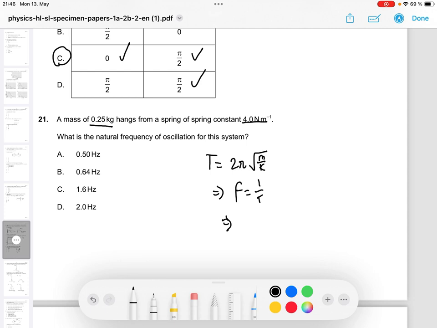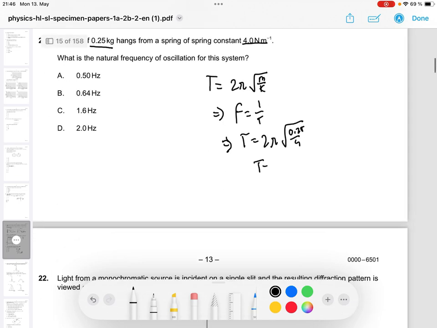So if we simply substitute into the first formula, we get that period is equal to 2 pi times square root of 0.25 over 4. If we simply evaluate this on our calculator, we get pi over 2 is equal to T. So now frequency is equal to 2 over pi, which is around 0.6366 hertz, which is 0.64 hertz.